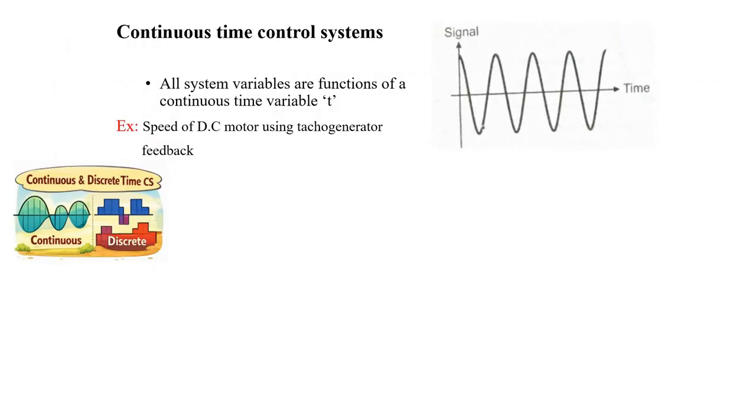Now next comes the continuous time control system and the discrete control system. First we will see what a continuous time control system is. In a continuous time control system, all the system variables are functions of the continuous time variable t. An example here is the speed of a DC motor using a tacho generator feedback. Here you can see we are getting a continuous signal.